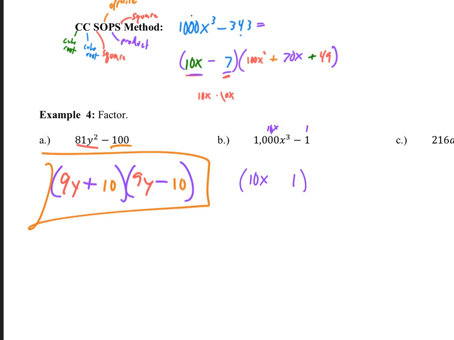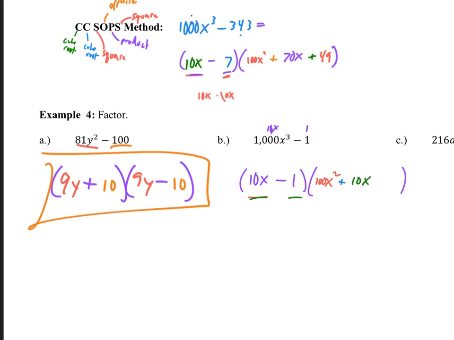And then I always use the sign they gave me. And then I go to my big set of parentheses, my trinomial. Next I stop and think. So I did my CC, and now I need my SOPS. S stands for square. So I'm going to take 10x and multiply it by itself. 10x times 10x, 100x squared. And then I'm going to do the O, opposite sign. So I had a minus, now it's a plus. And then I'm going to do the P, which means product. 10x times 1. Again, don't worry about the sign, you've already done the sign. 10x times 1 is 10x.